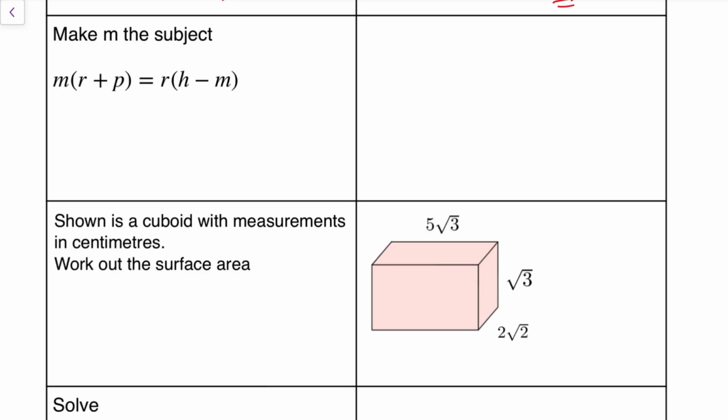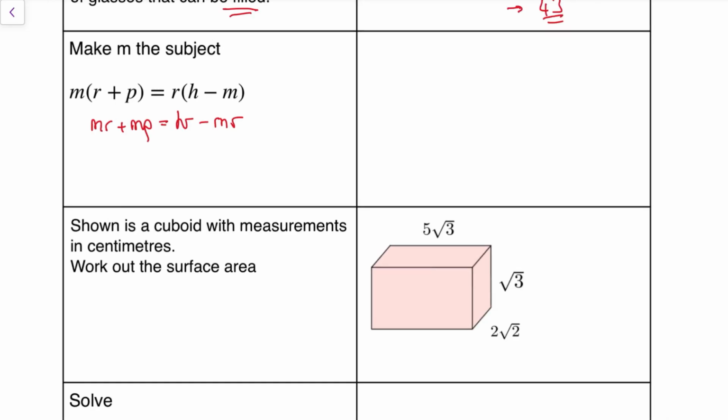So make M the subject. Your method here is basically going to expand any bracket. So MR plus MP is equal to HR minus MR. Then I'm going to move everything that's an M to the left-hand side. So that's going to give me MR plus MP plus MR, in other words, this R here, is equal to HR.